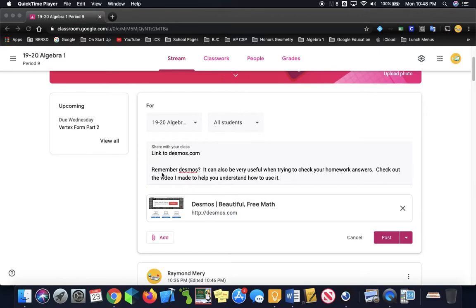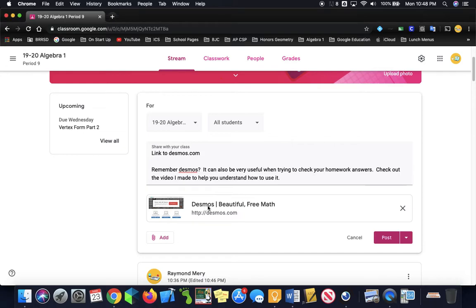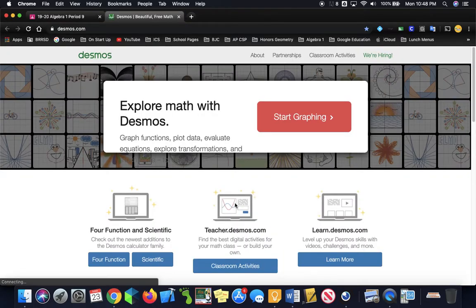So the next video I'm going to create might show you how to use Desmos to look at some of these quadratic functions online. This is the post that I'm going to make as soon as I'm done making the video, with a link to Desmos on there. When you go to Desmos, and this should look the same no matter if you're using a PC or a Mac, all you've got to do is hit start graphing.